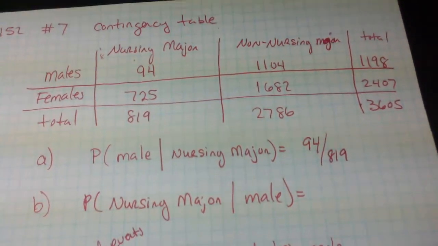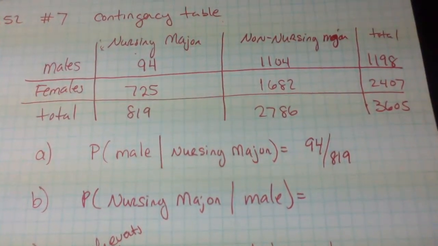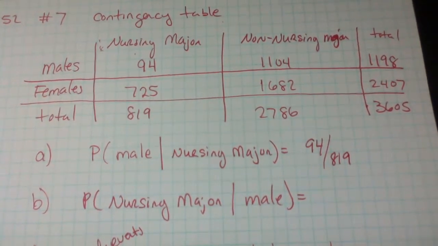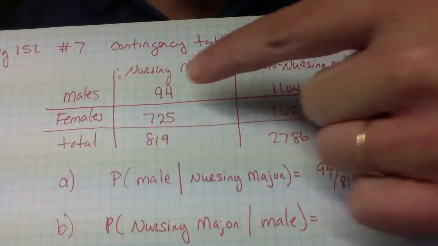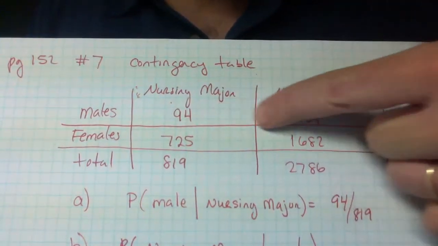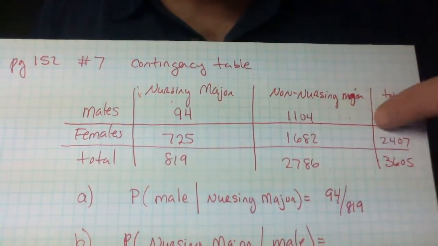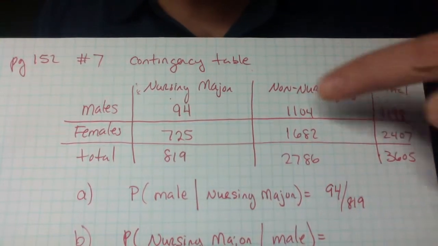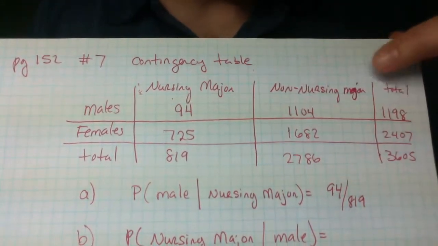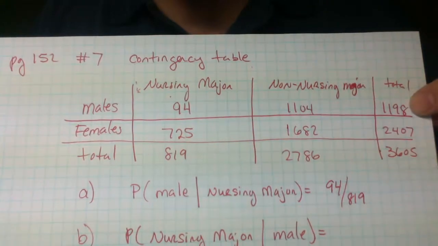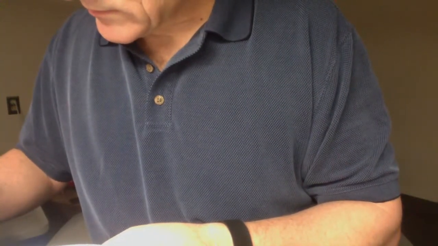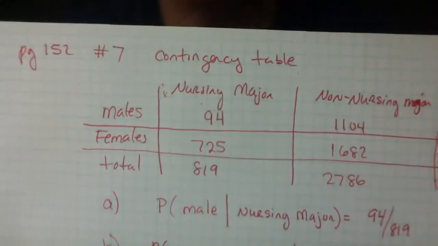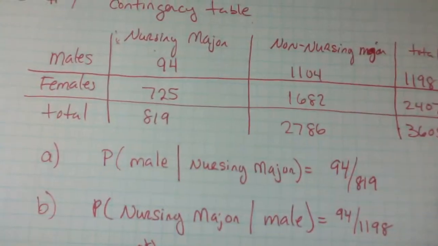Now, the second one says the probability that you are a nursing major given that you are a male. Well, by saying given you are a male, all you are allowed to look at is this row that says male. And so those nursing majors are 94 out of 1,198. Now let me write that down. Let me get that in focus.